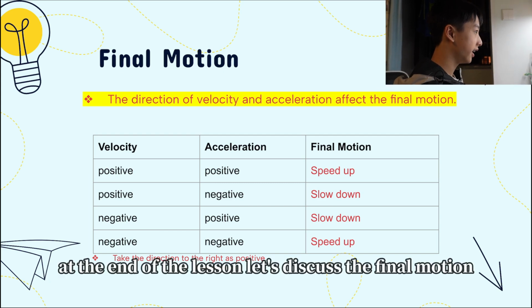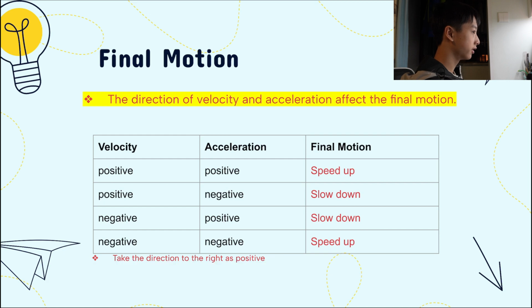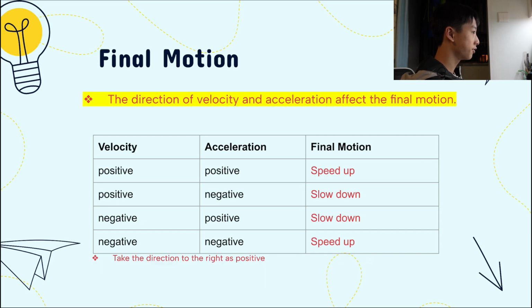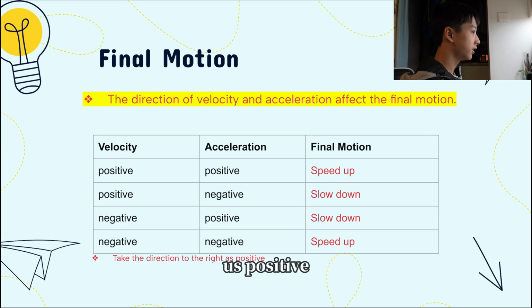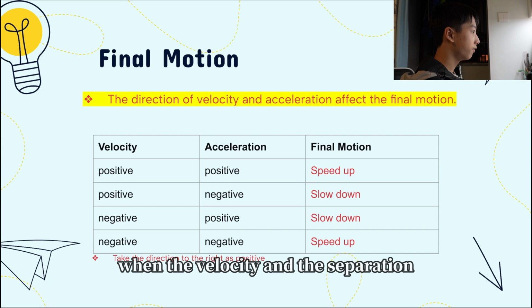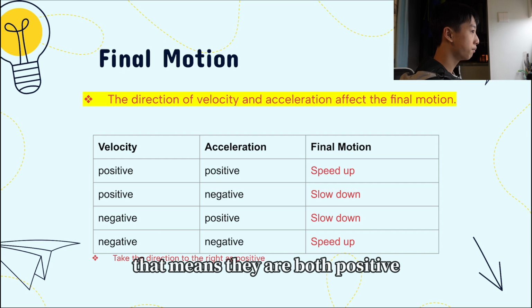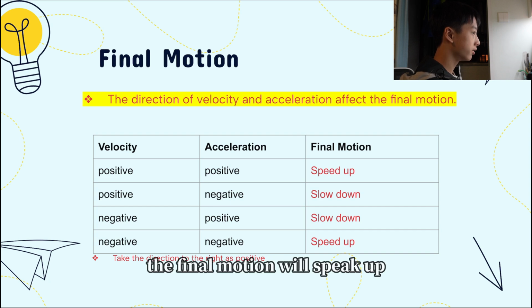At the end of the lesson, let's discuss the final motion. The direction of velocity and acceleration affects the final motion. First, we need to take the direction to the right as positive. When the velocity and acceleration are in same direction, that means they are both positive, or they are both negative. The final motion will speed up.